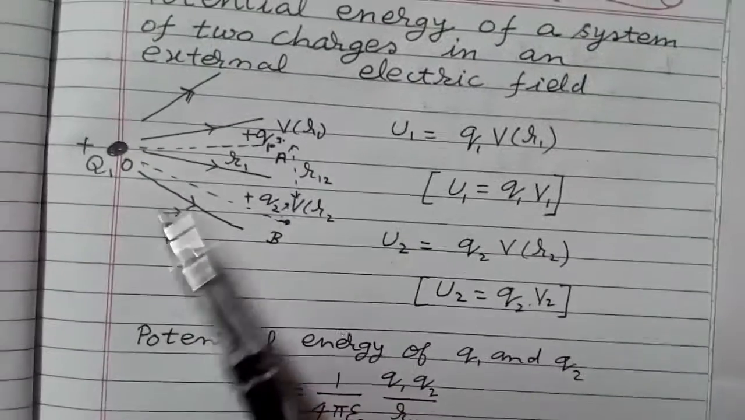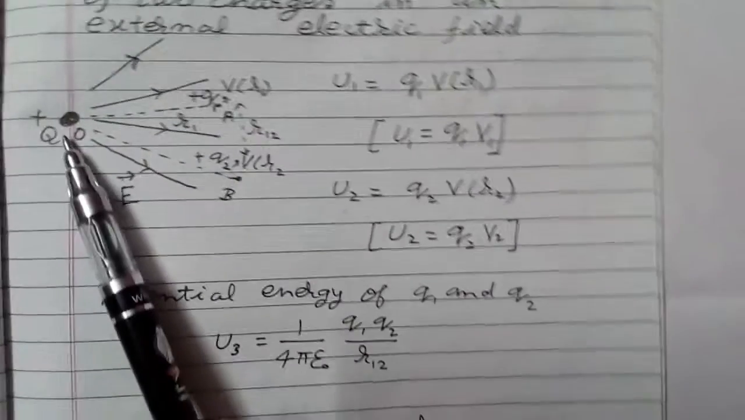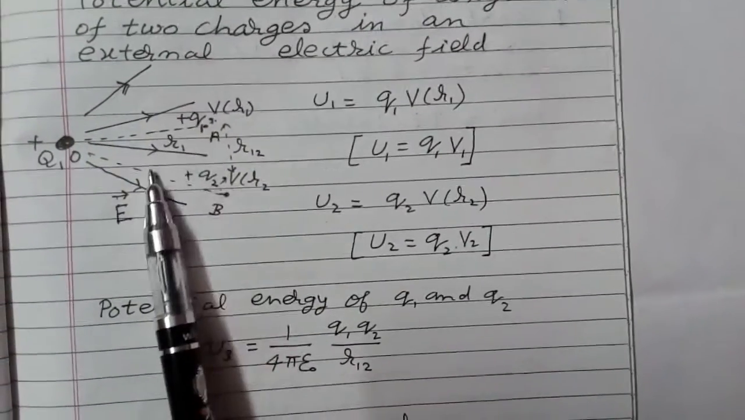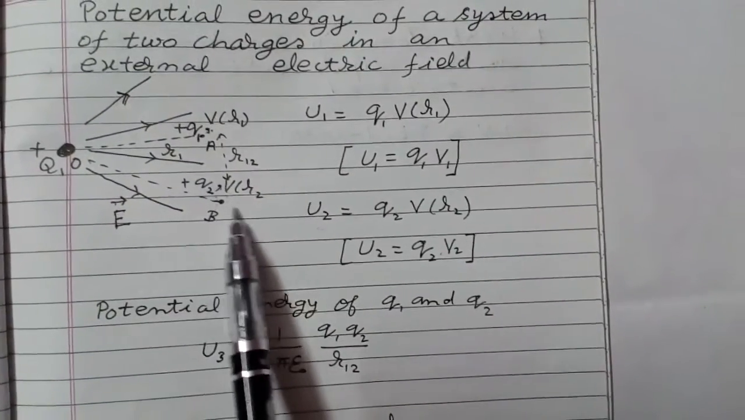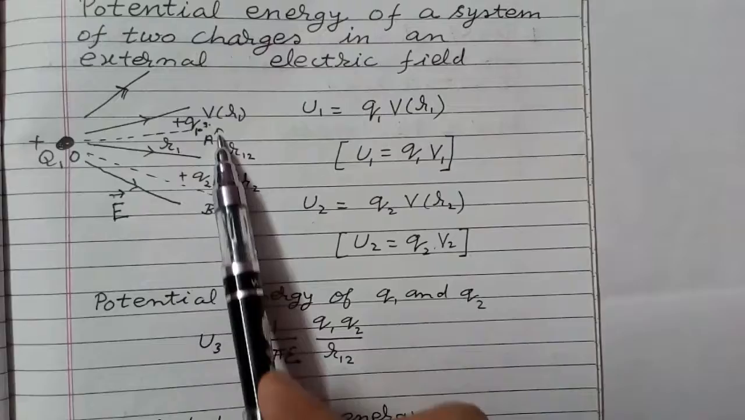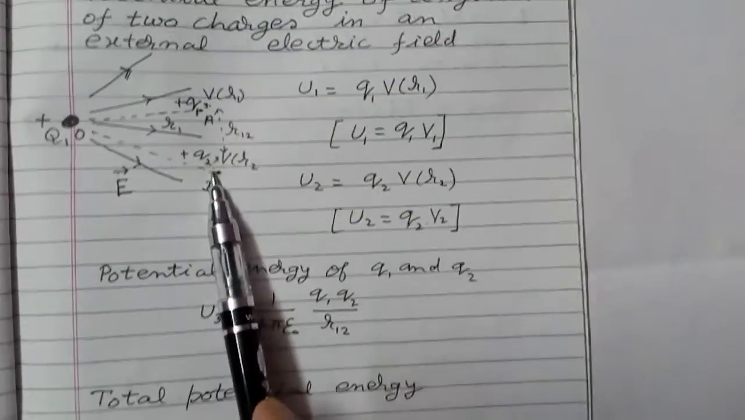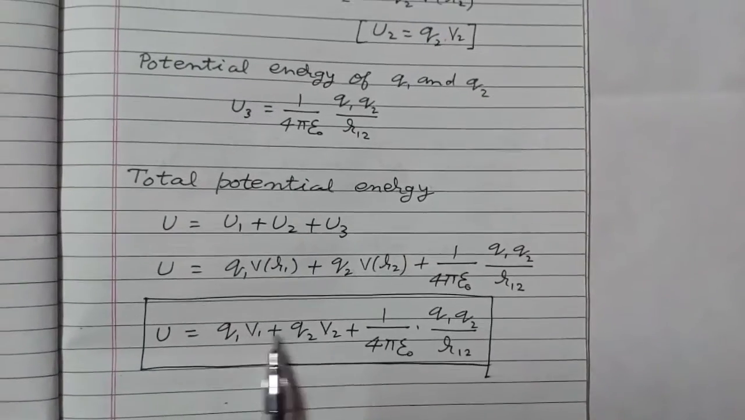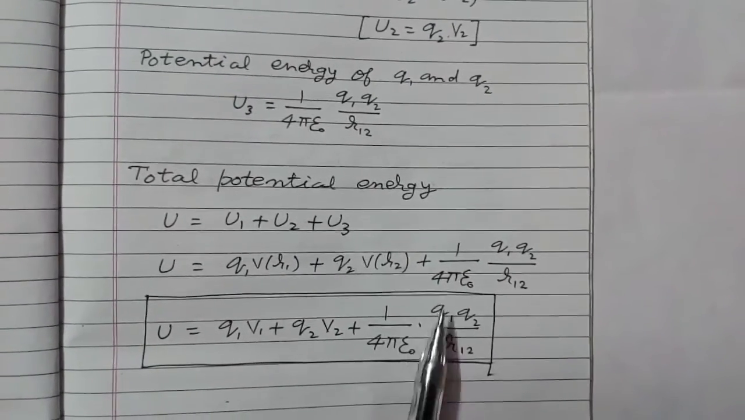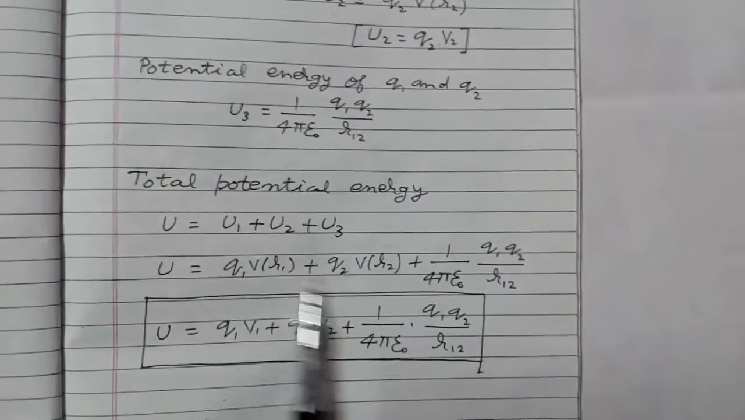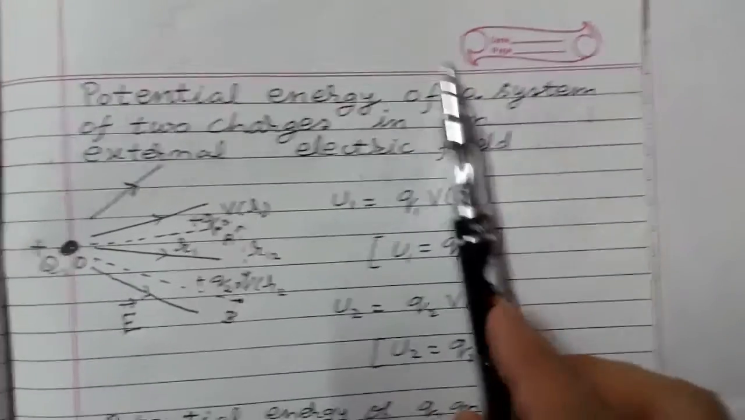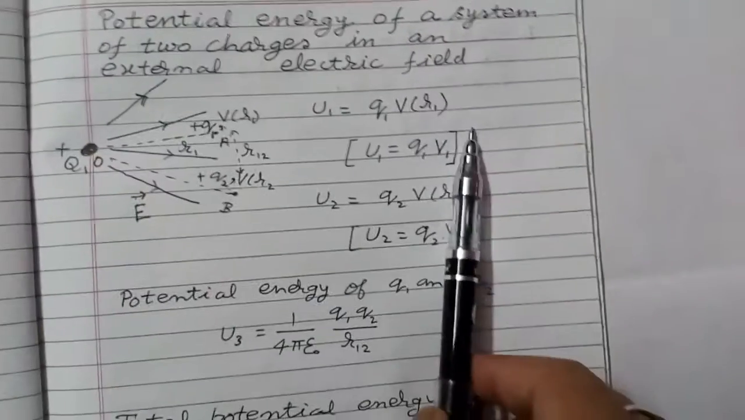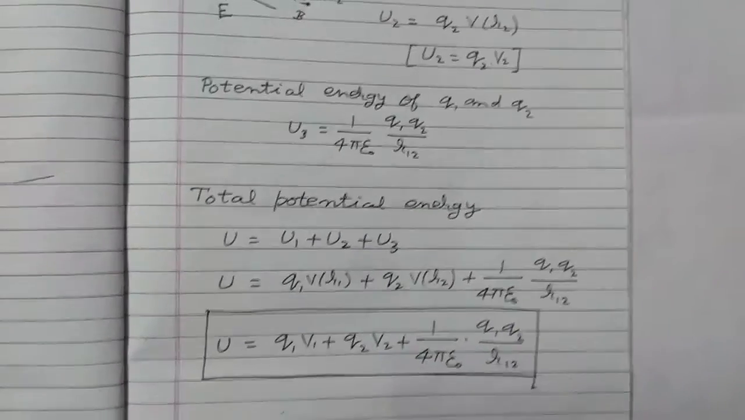Now suppose field is like this. This is field due to plus Q point charge. Then suppose potential at A is V1, potential at B is V2, and distance between q1 q2 is r12. Then also we will get the same expression: U is equal to q1 V1 plus q2 V2 plus 1 upon 4 pi epsilon naught q1 q2 upon r12. So this is the expression for total electrostatic potential energy of a 2-point charge system kept inside the external electric field.